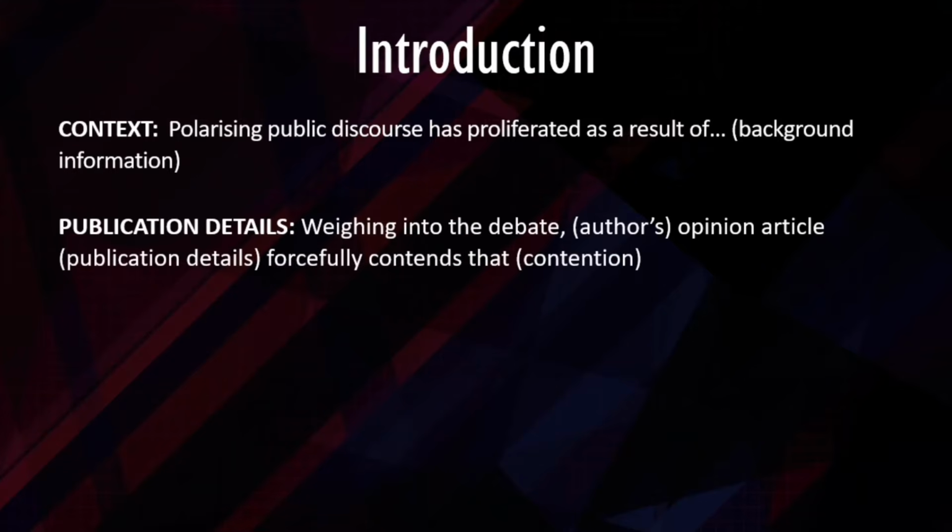And then next, I follow this up with the publication details. So weighing into the debate, the author, so insert the author's name, opinion article, so the author's opinion article, and then you add the publication details. So for example, the title or where it was published. And then you have the contention afterwards. And don't worry if this seems too abstract, I have an example after this.